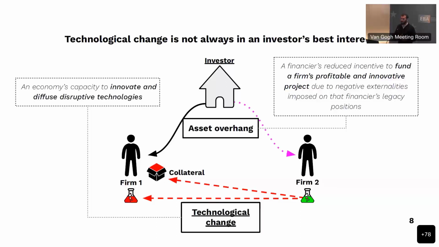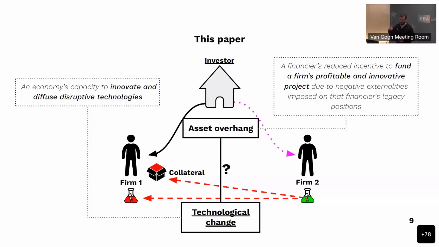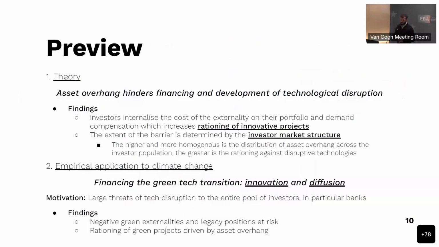And the question will be how the presence of this asset overhang will impact an economy's capacity to innovate and promote disruptive technologies. And so the paper is really trying to find the intersection between those two stories. So you can move on to the next slide and switch directly to the next one.